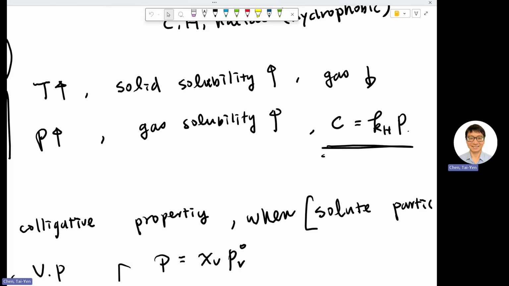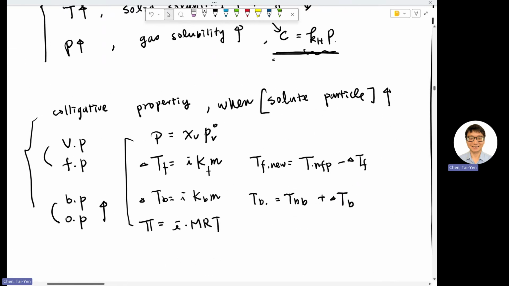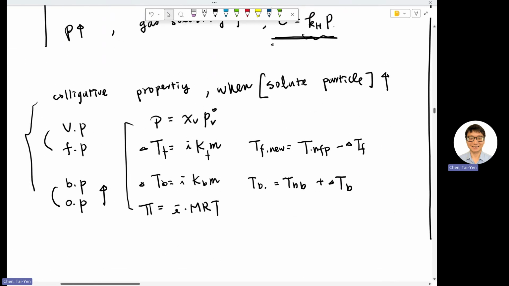The higher the pressure, the more gas solute you're going to put inside the solution. That behavior can be described quantitatively using Henry's law: the concentration of your solute equals the Henry's law constant KH times P, where P is the external pressure of the specific gas molecule. These are the things that you need to memorize. And the very last topic of chapter 10 is the colligative properties. There are 4 different colligative properties.